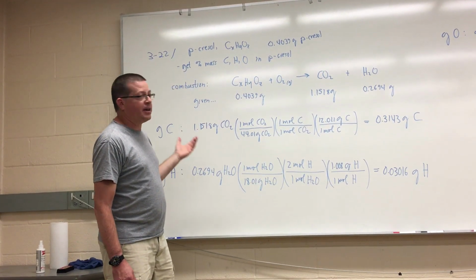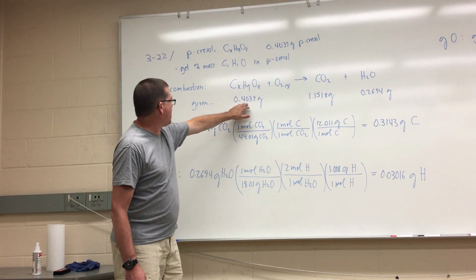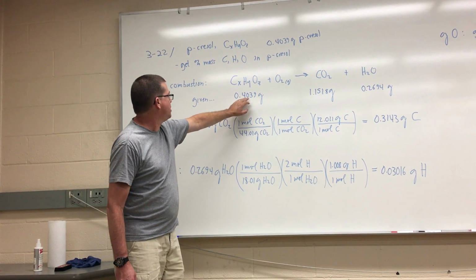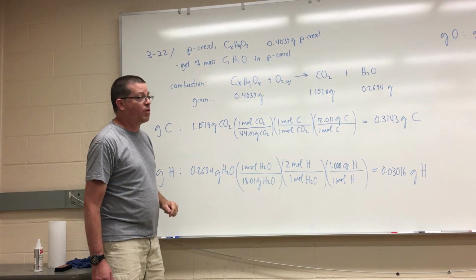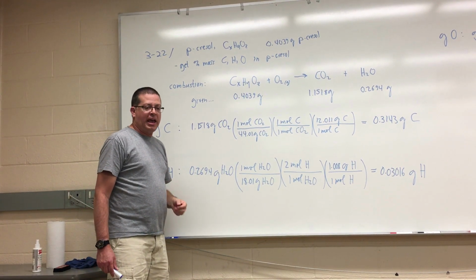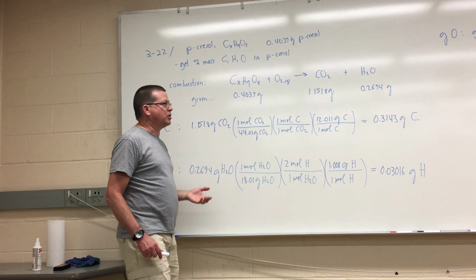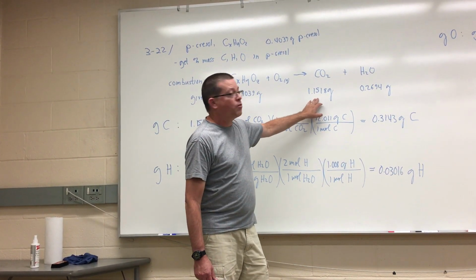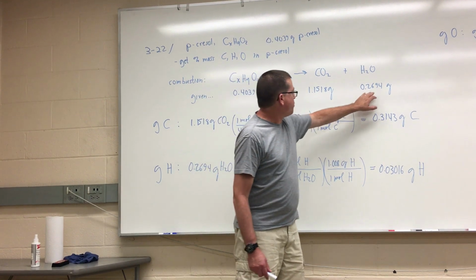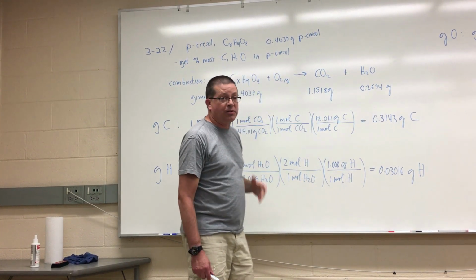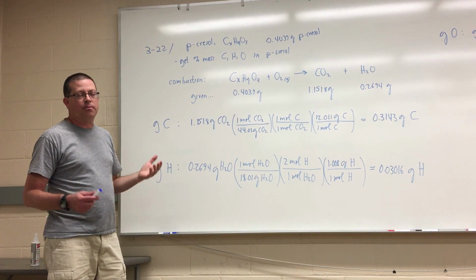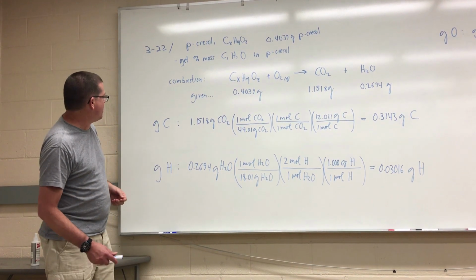Alright, so the given in the problem is that we're starting out with a known amount of the paracresol, which we already mentioned, 0.4039 grams of it that we're going to burn. And at the end of the combustion reaction, we have trapped or isolated 1.1518 grams of carbon dioxide and 0.2694 grams of water. So we want to use this information now to get percent mass composition of the compound.